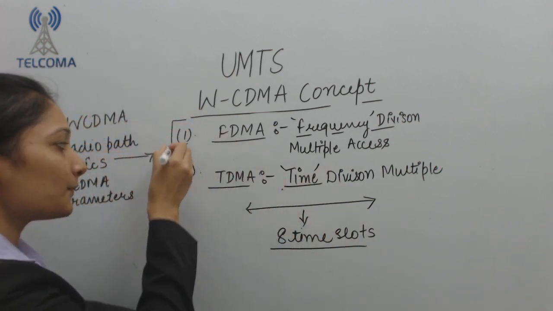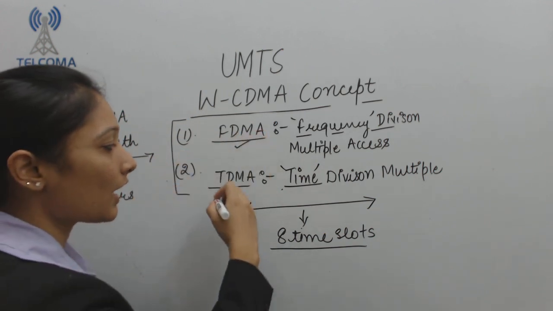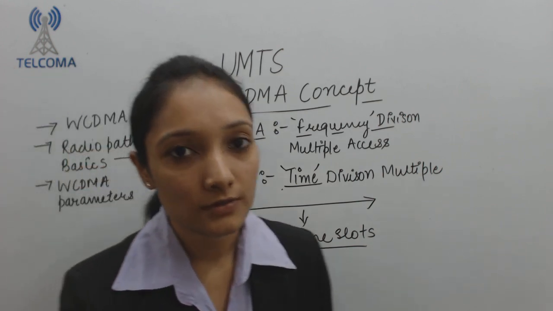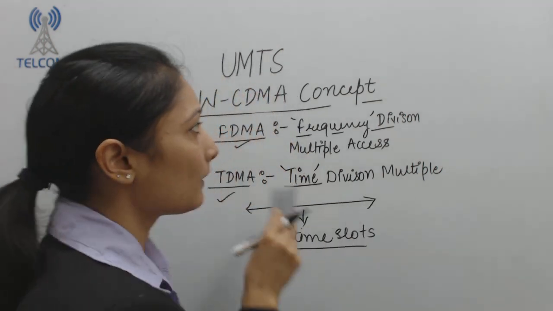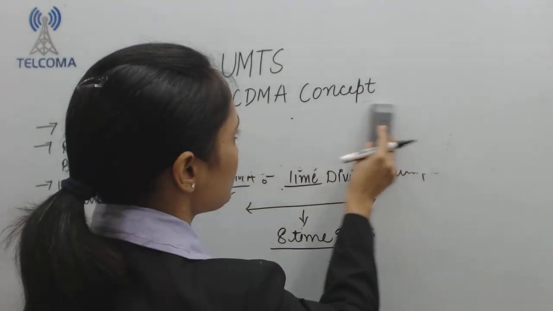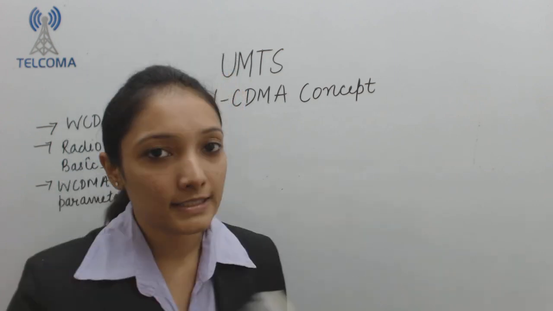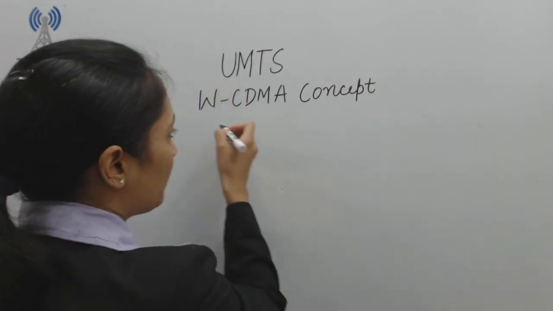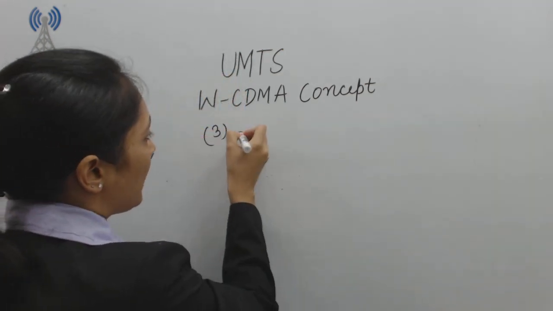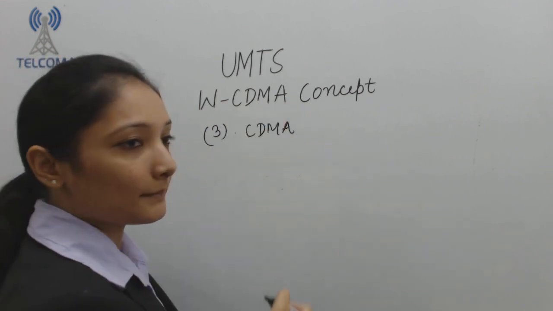Now these were the previously used techniques. This was for our first generation and this was for our second generation of systems. Now our WCDMA concept, the radio access technology, is based on a third kind of access technology which is referred to as CDMA.